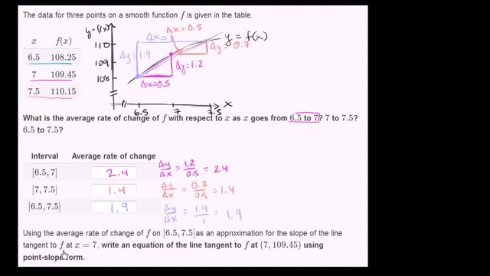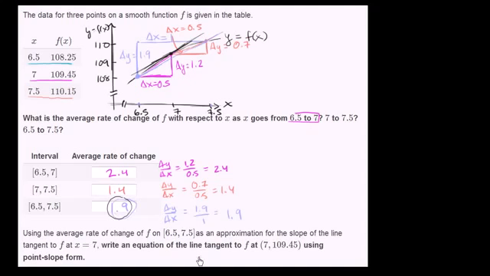Now they ask us this final question. Use the average rate of change of f on the larger interval from here to here, which we already figured out. That's 1.9. as an approximation for the slope of the line tangent to f at x equals 7. So we're trying to approximate the slope of the line tangent to f at x equals 7. So the line tangent might look something like this. And we see, at least visually, it looks like that little blue line we drew, this one right over here, does look like, at least the way I've drawn it, a pretty good approximation for the slope up there. So we'll use this as an approximation for the slope of the tangent line to f at x equals 7.